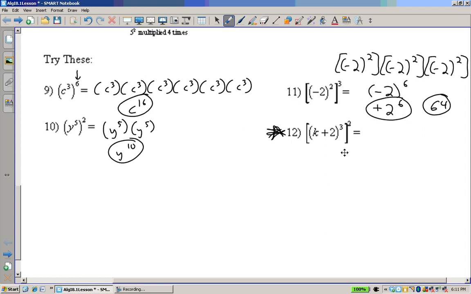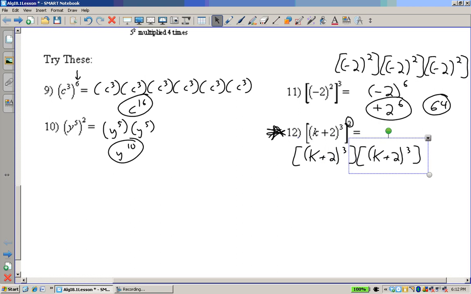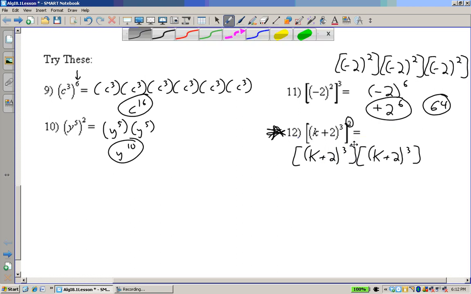Now, this is a little different. We have k plus 2. Now, I will say that this is exactly the same, the beginning of it. There's two groups of these. So k plus 2 to the third. We have two exact copies of that. Well, that means we have 6 of these k plus 2 binomials.